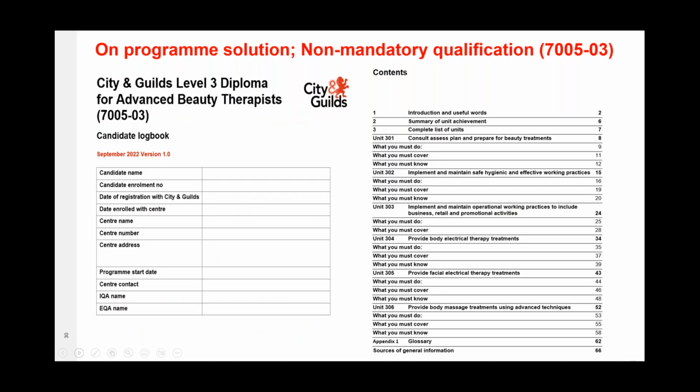Now let's take a look. This is a logbook. I'm not going to go through the logbook, but I may do a webinar on just the logbook moving forward if people wish to have that. It is available to download on our website free of charge, and it gives you a summary of achievement, a complete list of the units, and it tells you what the apprentice must do, what you must cover, and what they must know. I had a look, and it's a really good logbook, so if you want to download it, it's free of charge.